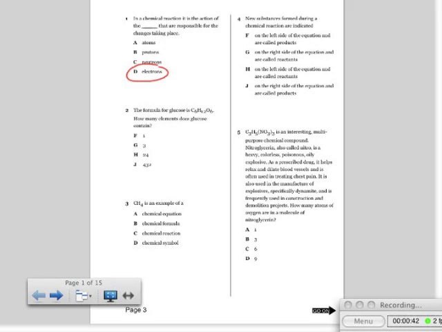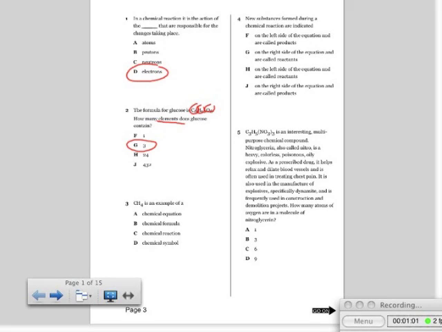Okay, number two, it says the formula for glucose is C6H12O6. How many elements does glucose contain? If you notice, this is elements, not atoms. So there's a carbon, there's a hydrogen, and there's an oxygen. So our answer we were looking for was 3. Okay.